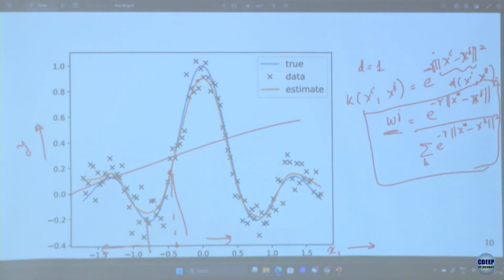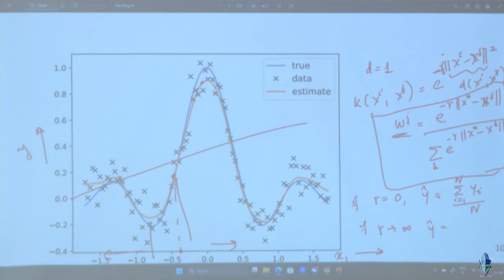It's just going to be the average y from the training data set, right? So therefore, if gamma is equal to 0, the y hat is just equal to the sum over i equal to 1 to n of yi divided by n, right? And if gamma tends to infinity, then what is y hat? Yes, the y of the nearest example, right? So then it will be y i star, where i star is the nearest example to x star.